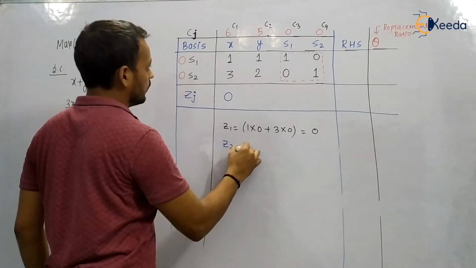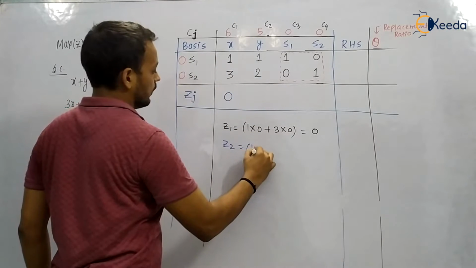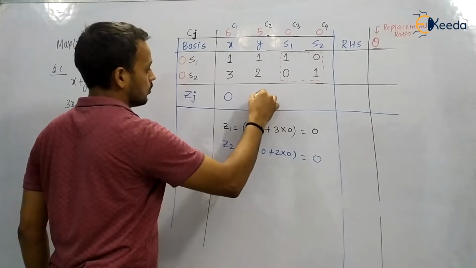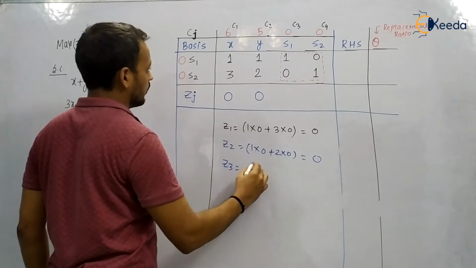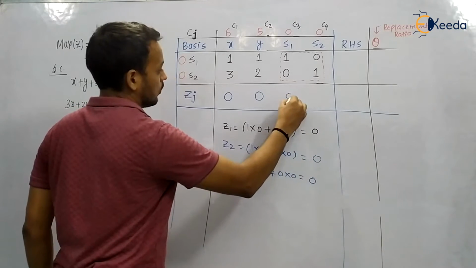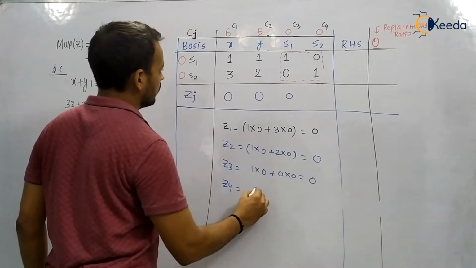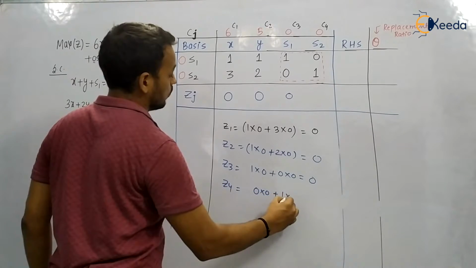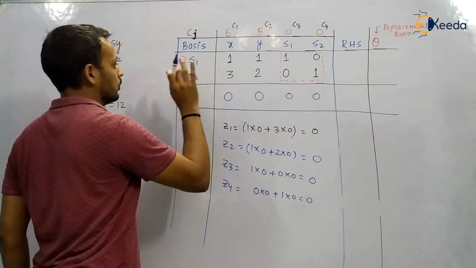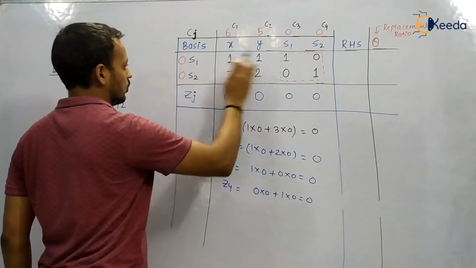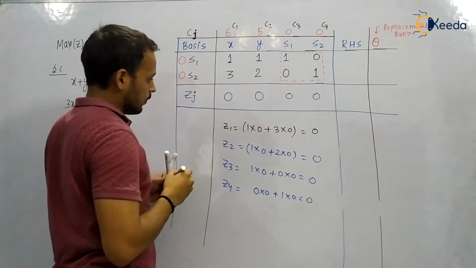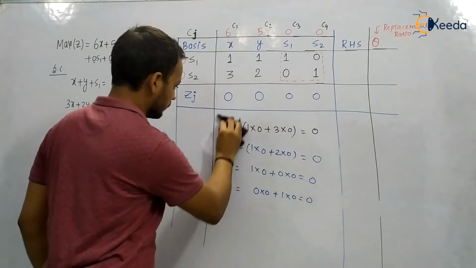What is Z2? Z2 is 1 into 0 plus 2 into 0, so it is also 0. What is Z3? Z3 is 1 into 0 plus 0 into 0, it is also 0. And what is Z4? Z4 is 0 into 0 plus 1 into 0, it is also 0. So we have found the Zj values.